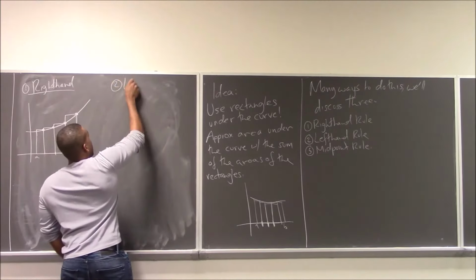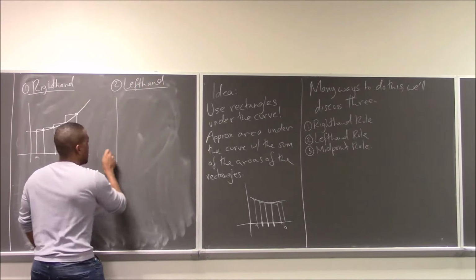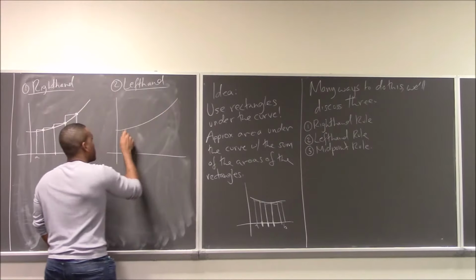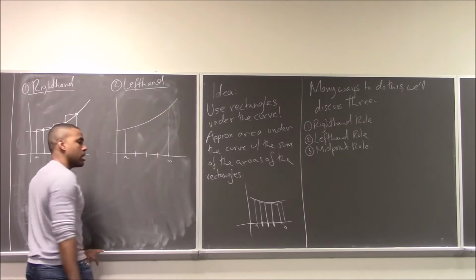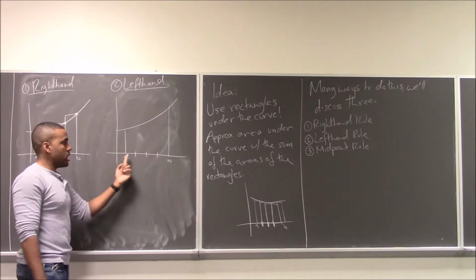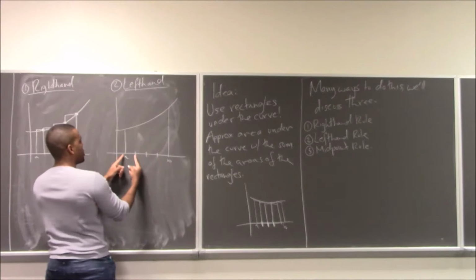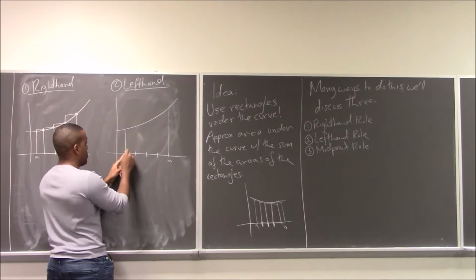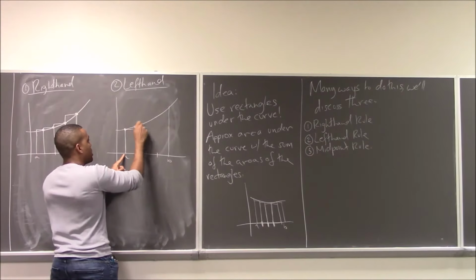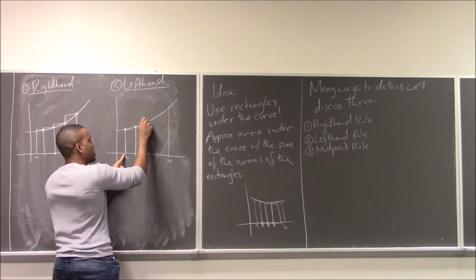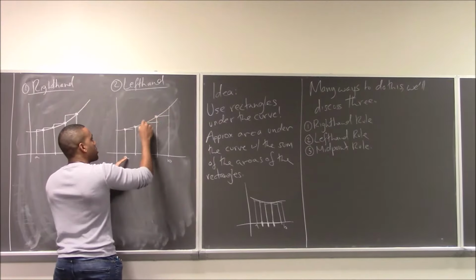As you can imagine, the left is pretty much the same, except you go from the left side, right? So I can have this curve here. Here's A, here's B. Again, I'm going to dissect the interval A, B into a bunch of subintervals. And on each interval, I'm going to let the left side touch the curve. So the left side goes up, touches the curve, and that determines the height.